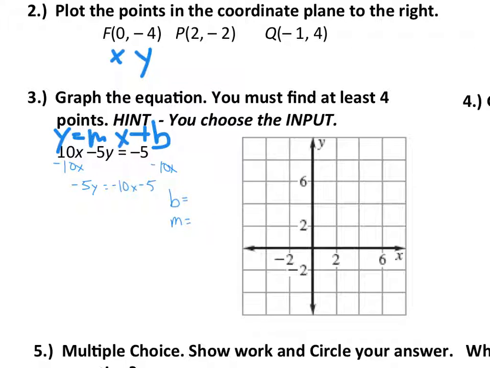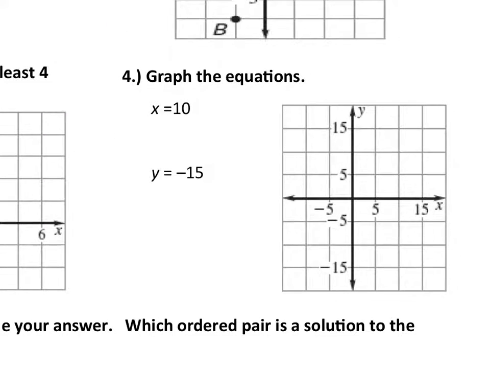Okay, moving on to number 4. You're going to graph these 2 equations. Remember, this is crossing the x at 10. This is crossing the y at negative 15. So remember, this would be a vox, vertical over the x-axis. This would be a hoy. Okay, so it's telling you what axis they cross and at what point. Now remember, every mark is counting by 5. So 5, 10, 15. Negative 5, negative 10, negative 15.